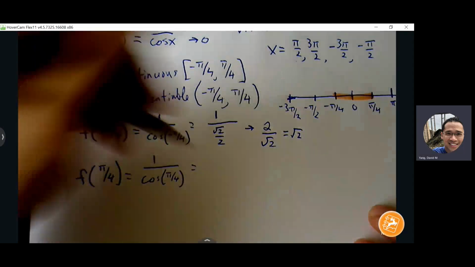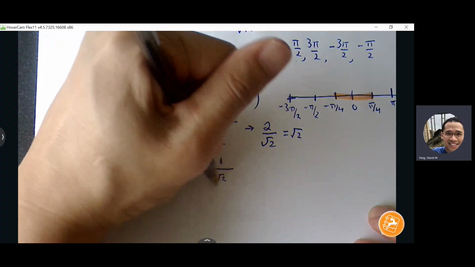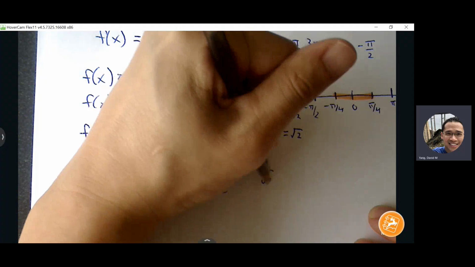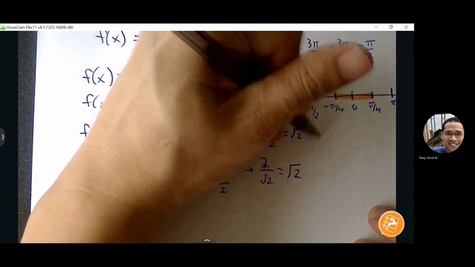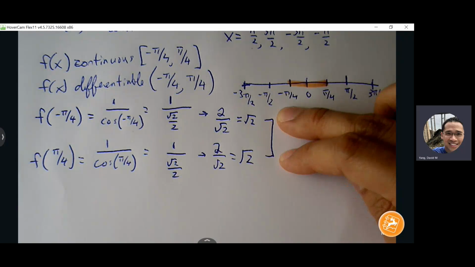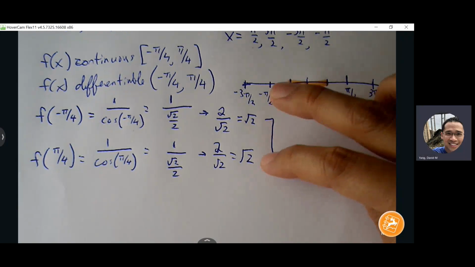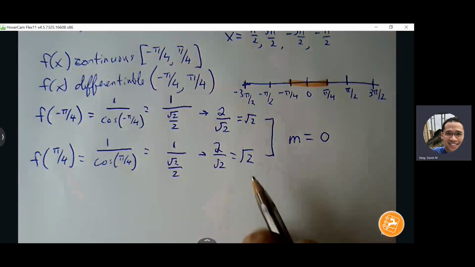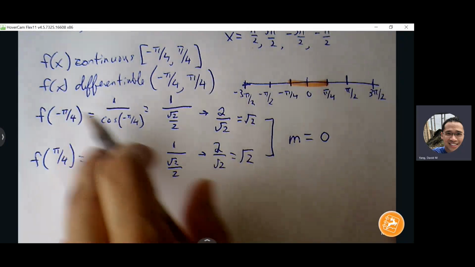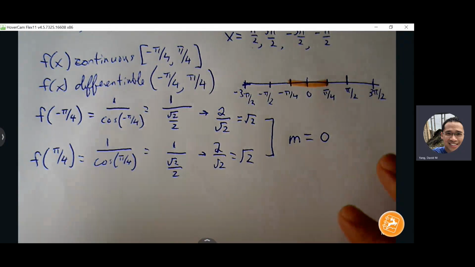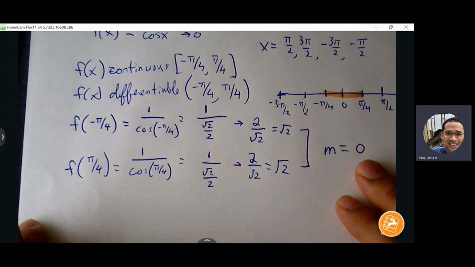So cosine of pi over 4, that's in the first quadrant, root 2 over 2 in the denominator. If I flip that, I get 2 over root 2. So same thing. Okay. So does it pass Rolle's theorem? Yes. Because these are the same y value. What can I say about the slope? 0. Yep. Change in y over change in x. Right. Root 2 minus root 2 is 0. 0 over anything is going to be 0. So there's our slope target.